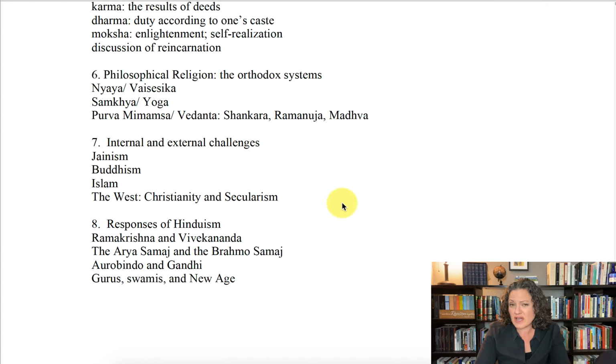This is a hot topic even today. Hindu nationalism says, no, we should be a Hindu state. There's no separation between religion and government. Pakistan, the next door neighbor of India, is a Muslim state.